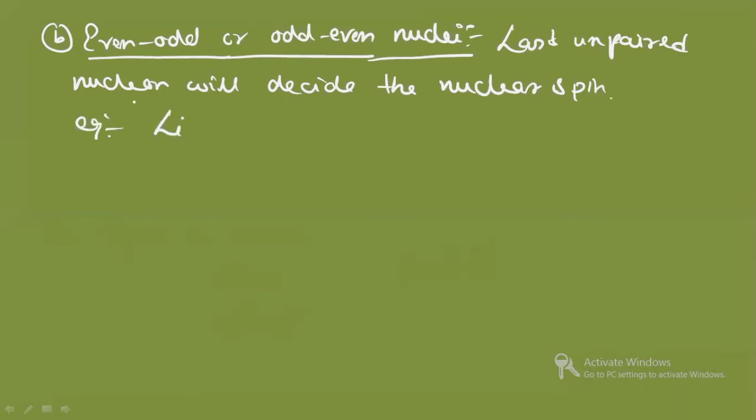For lithium, I'm considering 7 and 3. So you see here the proton number is 3. The neutron number is what? 7 minus 3, that is equal to 4. That means for the even neutron number, you will neglect it. The parity will not be given by this but by the proton number.